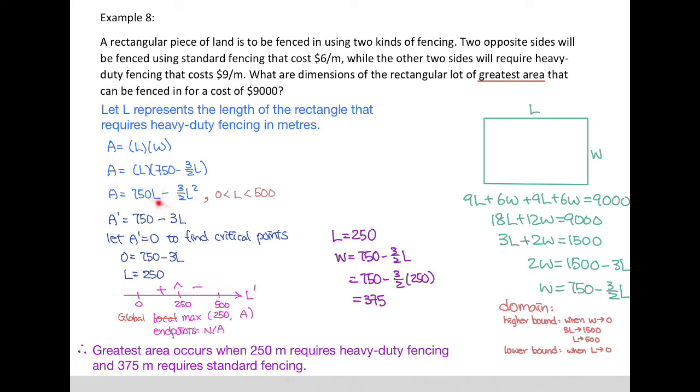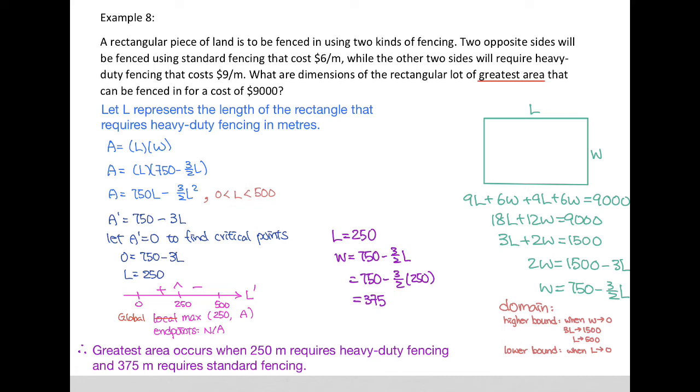Now we have the equation and domain. Then we are ready to differentiate. After you differentiate it, let your first derivative equal 0 to find the critical points. You will see L is 250, which is within our domain. And then you check the positive and negative interval by putting it on the number line for L prime, and you will see that will be a local maximum. Let's check with the endpoints. Because there's no equal sign on the inequality, that means the endpoints are not applicable.